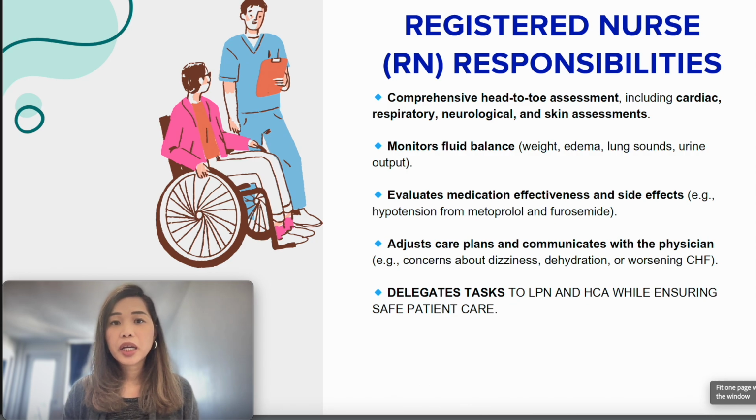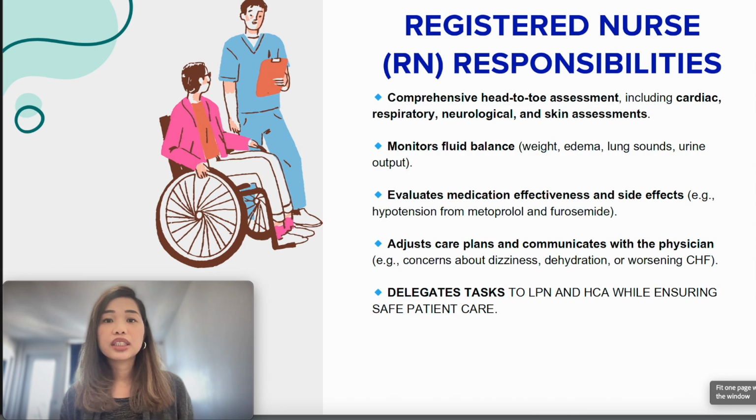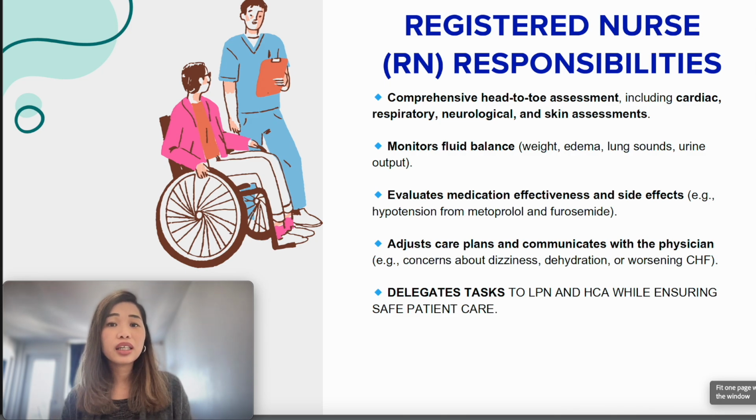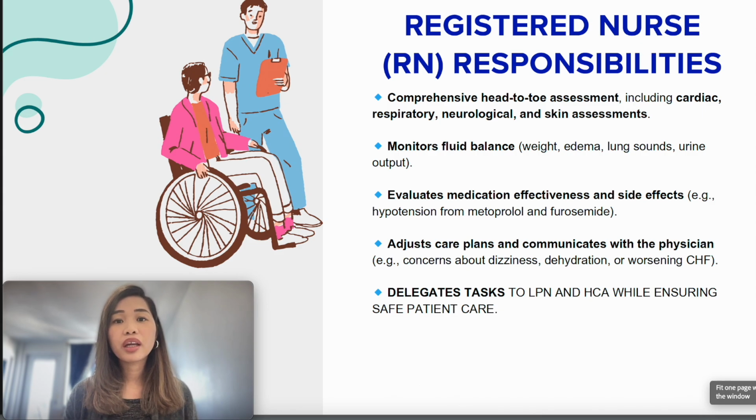Next is creating care plans. As the RN, right, your responsibility is to create a care plan and to adjust the care plans if there's any alterations, any changes in the patient's condition, in the patient's status. And you need to communicate that with the interdisciplinary team and also the physician. So if you have concerns about dizziness or the patient's confusion, or a patient's exacerbation of CHF, for example, or dehydration, or the patient is continuing not eating and refusing meals, that's something that you need to bring to the physician, right?